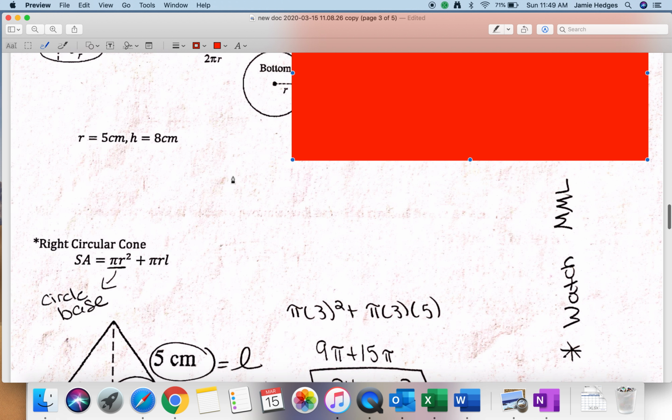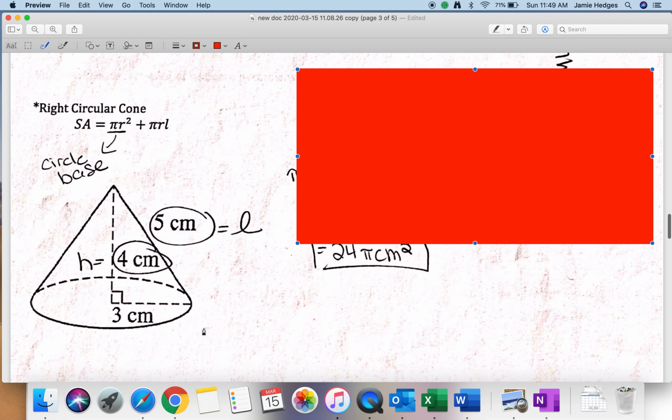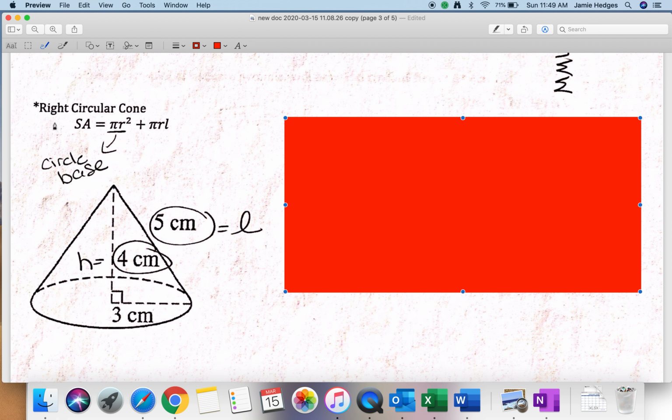We do something very similar here with the cone. So a cone, I've got pi r squared plus pi r l. Again, pi r squared is my circle base down here, and pi r l would be the cone part of it here. Just like with pyramids, cones are slanted, so I need to use my lateral height. So that's this outside piece.